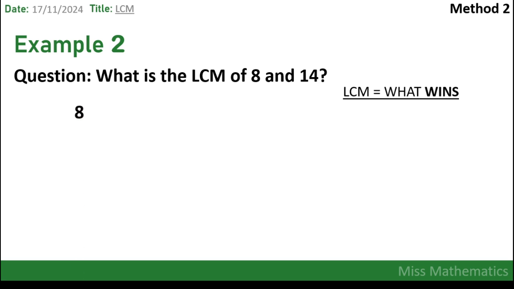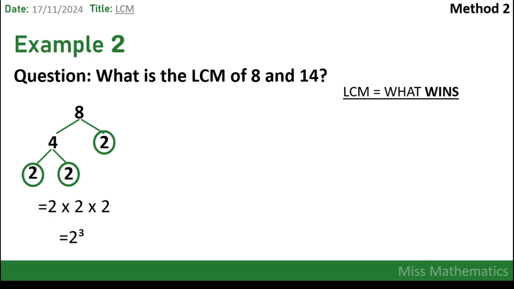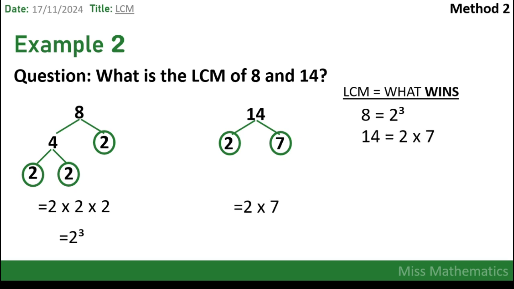So we need to prime factorize 8 to find what the prime factors are. So we can say that the prime factors of 8 are 2 times 2 times 2. So for prime factorization in index form, we'd get 2 cubed. And for 14, we can do 2 times 7, and these are the only prime factors, so 14 is equal to 2 times 7.